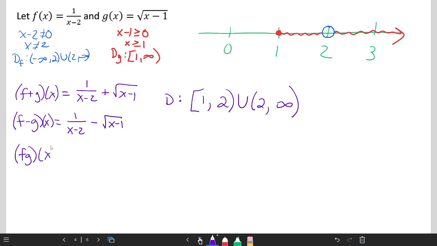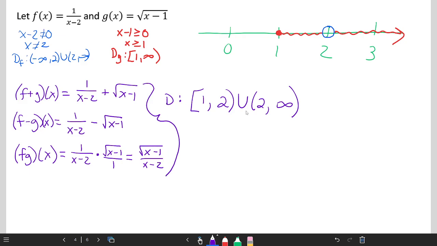F times G, we're taking this fraction times this square root. You can think of that as square root of x minus 1 over 1, and then if you want to write it as one combined fraction, you can. Multiply the numerators, multiply the denominators. So all three of these functions have this domain because in all three cases we can't use 2 because we'd have a denominator problem, and we have to use numbers greater than or equal to 1, so we don't have a square root problem.